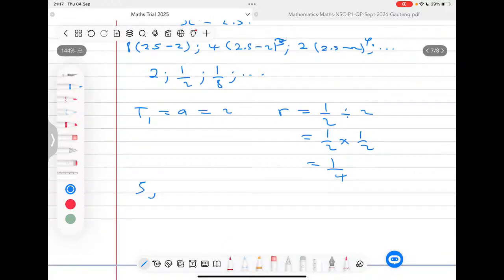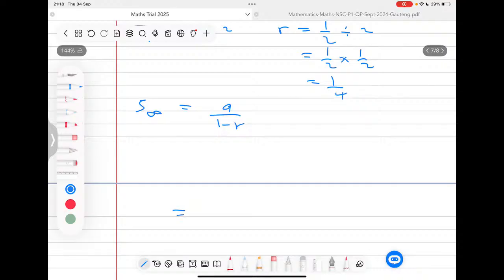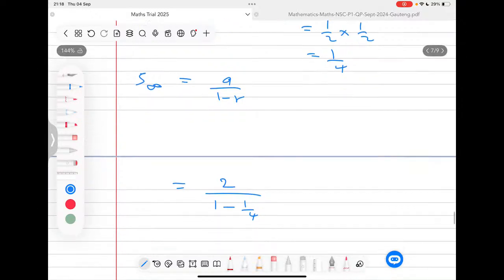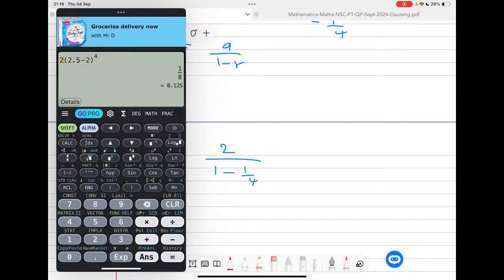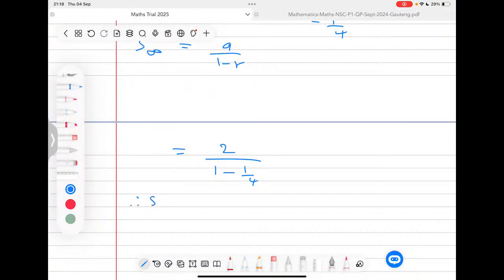Now, to find the sum to infinity, we are going to use the formula that says S to infinity is a over 1 minus r. Again, if you don't know this formula, just check it on the formula sheet. Now, we're going to substitute here. Our first term we're saying is a 2, and here I'm having 1 minus 1 over 4, right? Because that is my common ratio. Then now, we are going to put this on a calculator. 1 over 4, and this says we have 8 over 3. So this means the sum to infinity is going to be 8 over 3.